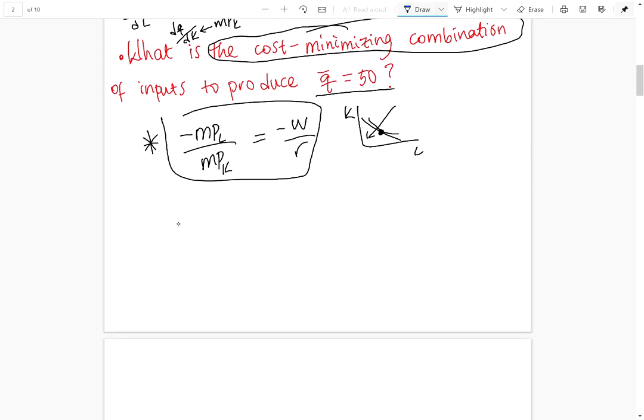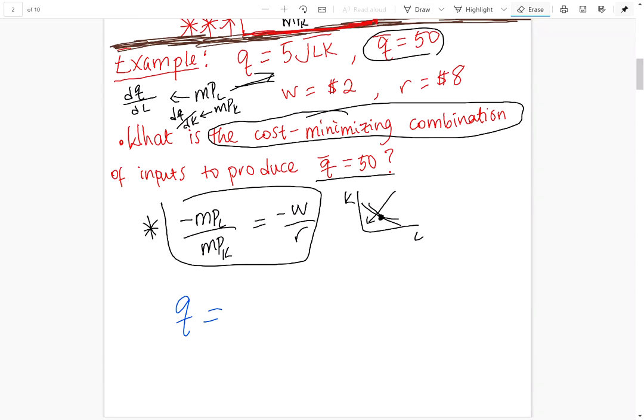MP, let's rewrite this, Q is 5 times the square root of L and K. We can write this as 5 times L to the power of 0.5, K to the power of 0.5.